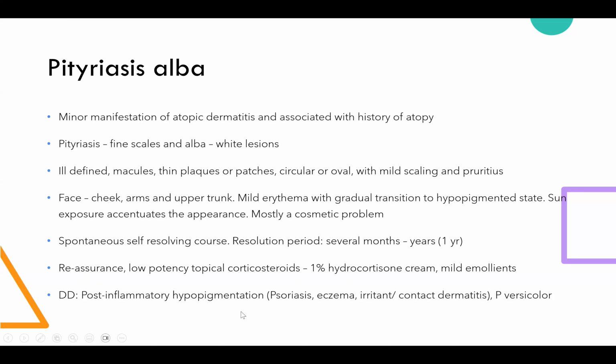Differential diagnoses are post-inflammatory hyperpigmentation in the case of eczema, irritant or contact dermatitis which has healed with residual hypopigmentation, and pityriasis versicolor, which has pencil-lined borders.